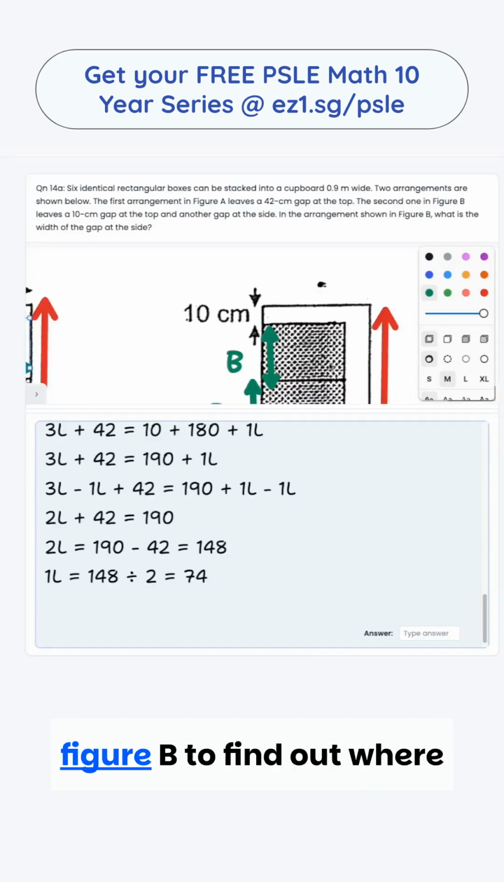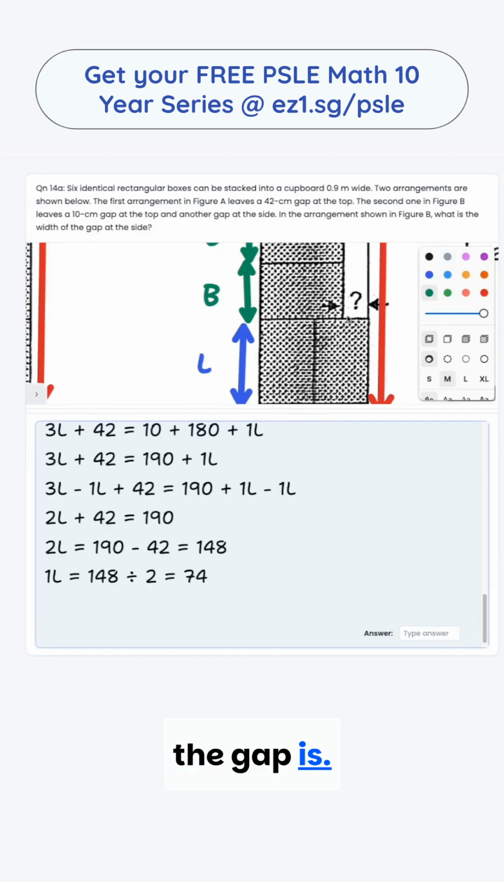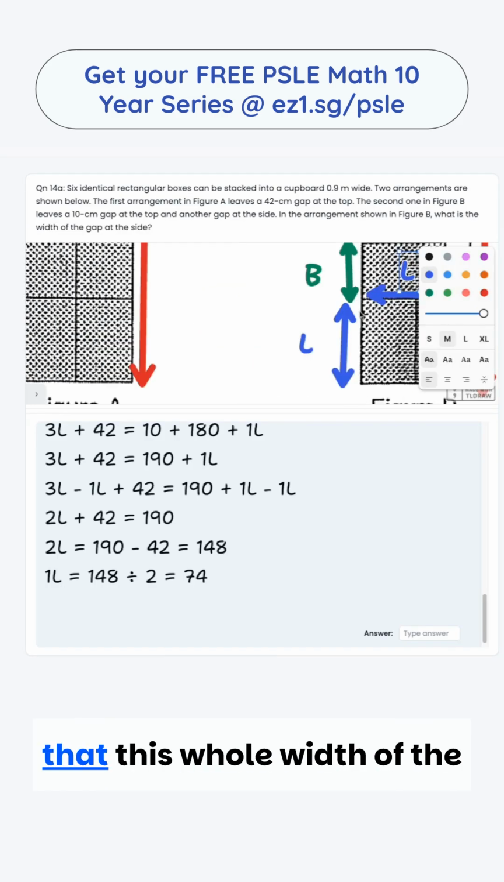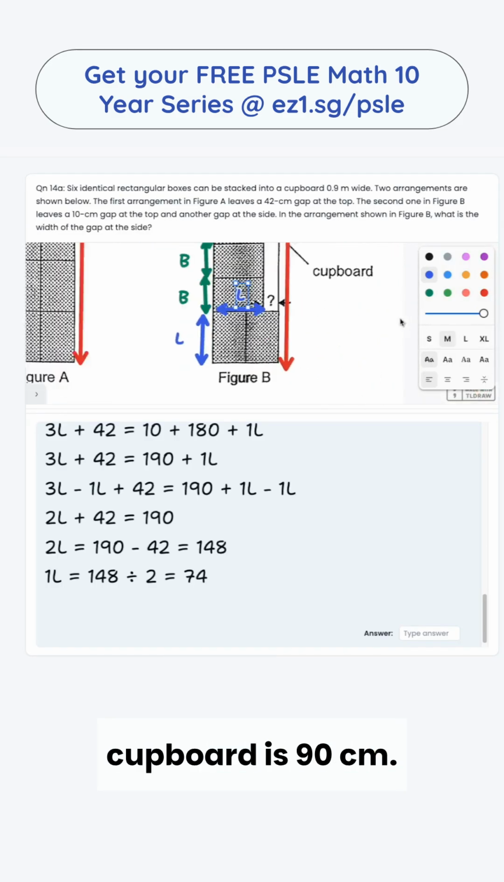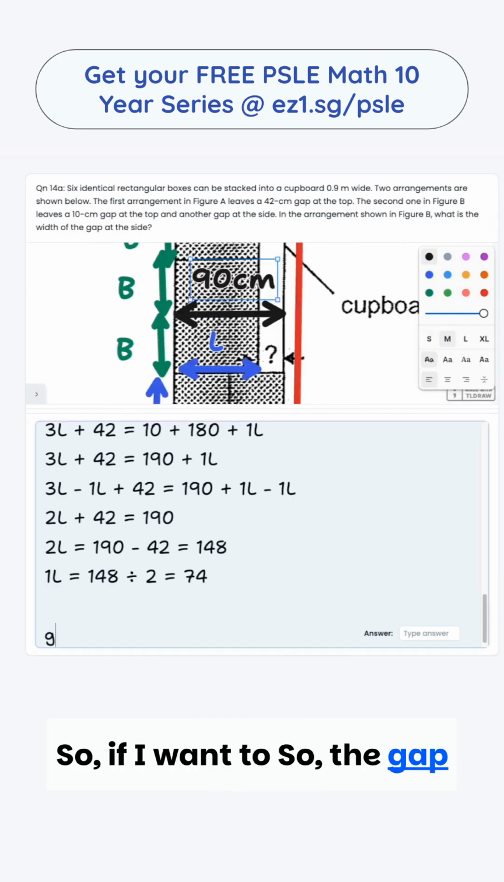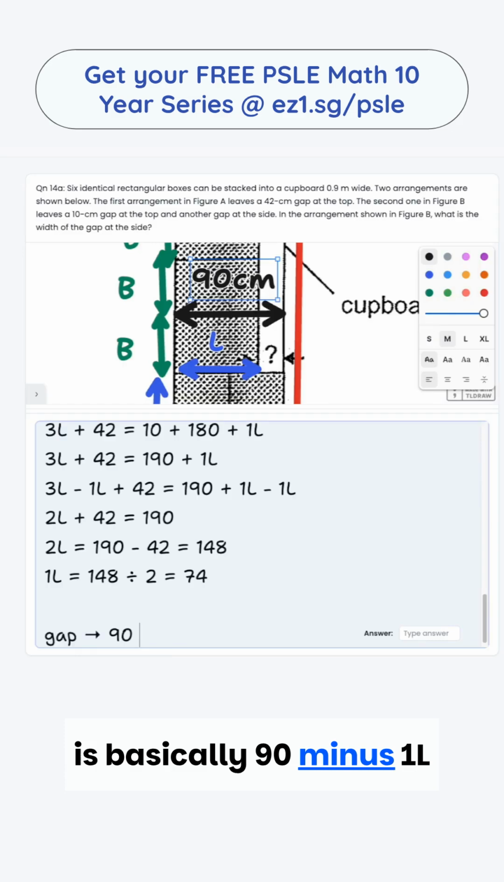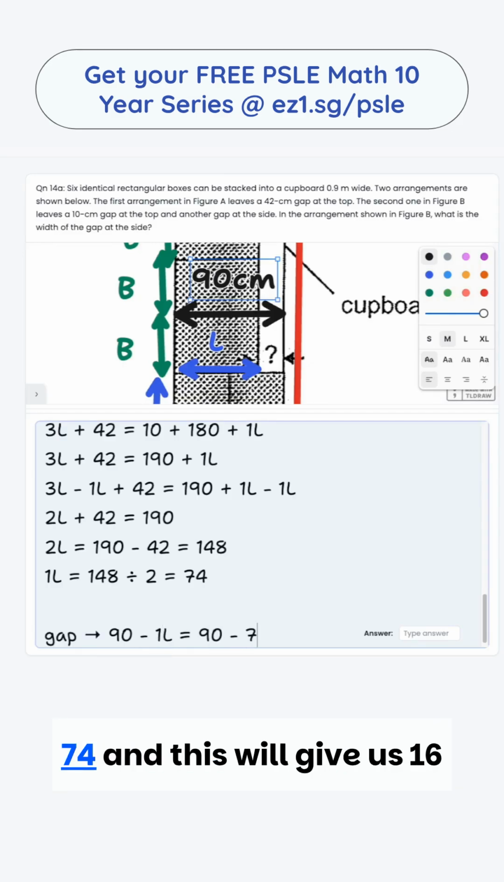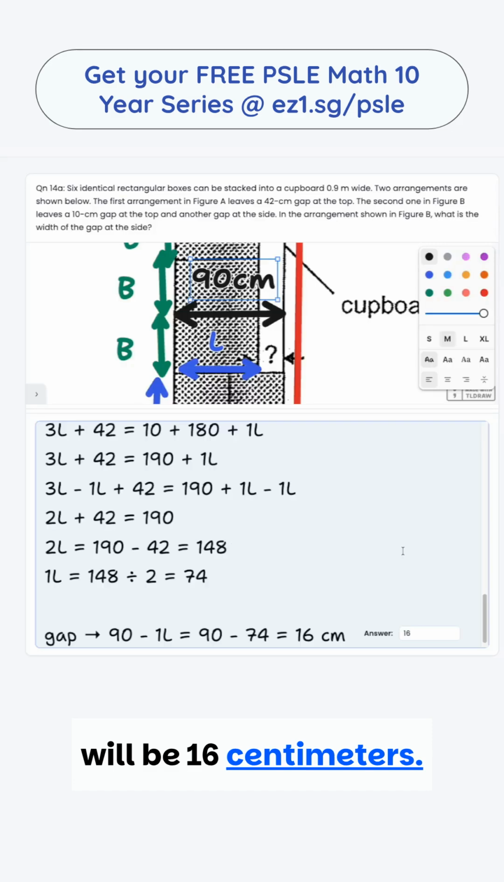So if you were to go to figure B to find out where the gap is, it's basically 1 length, right? That's what we see over here. And then we also know that this whole width of the cupboard is 90 centimeters. So the gap is basically 90 minus 1L, which is equal to 90 minus 74, and this will give us 16 centimeters. So the answer to the gap will be 16 centimeters. Alright, so let's move to part B.